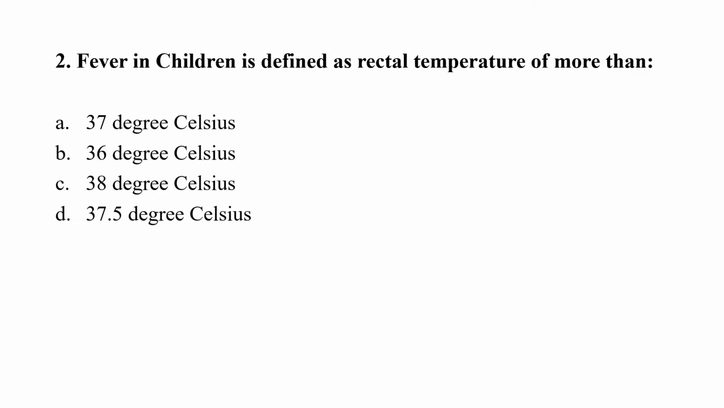Question number 2. Fever in children is defined as rectal temperature of more than option A 37 degrees Celsius, option B 36 degrees Celsius, option C 38 degrees Celsius, option D 37.5 degrees Celsius. Correct option here is option C, which is 38 degrees Celsius or 100.4 degrees Fahrenheit. In children, if the rectal temperature is more than 38 degrees Celsius or more than 100.4 degrees Fahrenheit, then that child is said to be having fever.